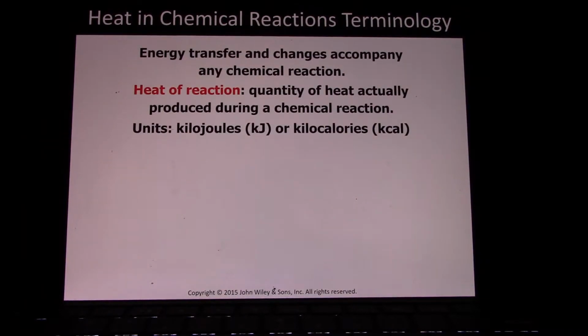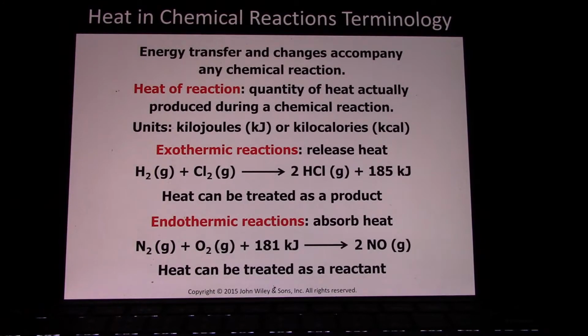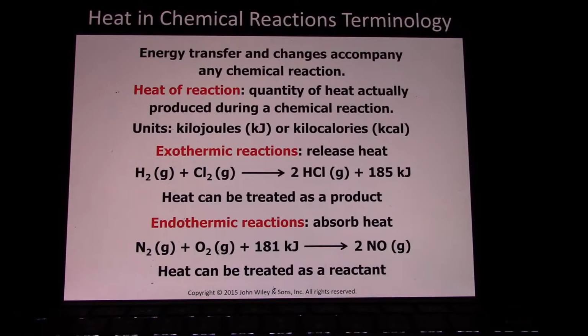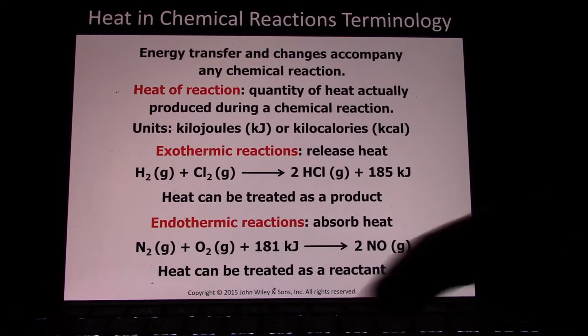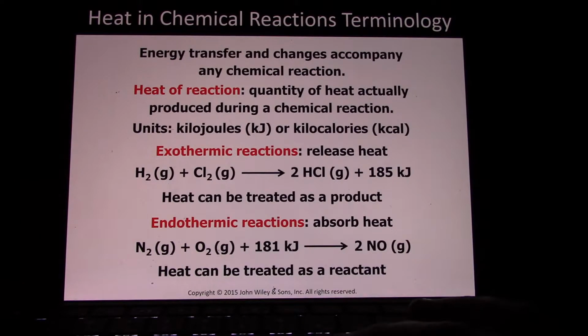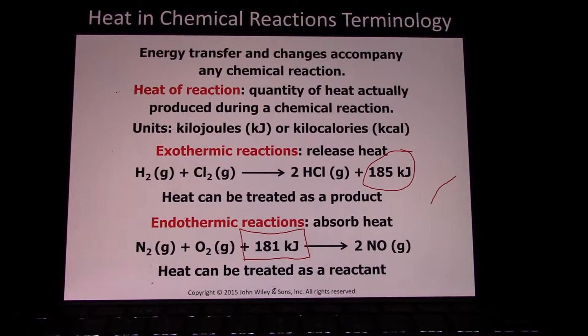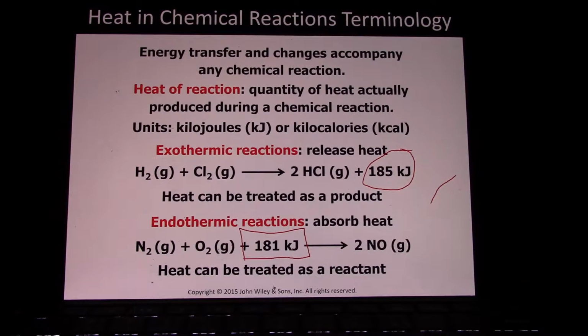Heat in chemical reactions. Chemical reactions either absorb heat or release heat. So, an exothermic reaction releases heat. This is like burning fuel or burning wood. Energy is a product. You're producing energy and it's escaping. That's an exothermic reaction. Whereas an endothermic reaction absorbs energy, you have to put energy in. So cooking a steak is endothermic. You have to apply heat to your steak to cook it.